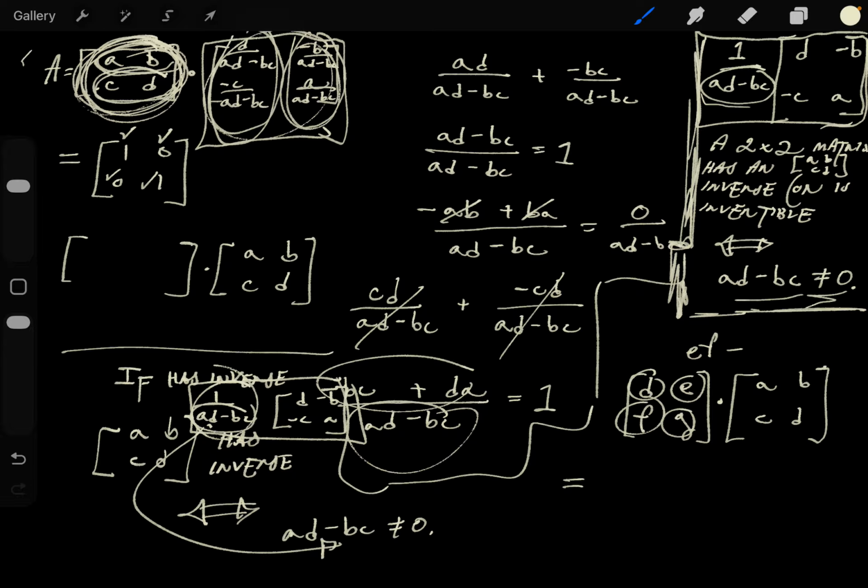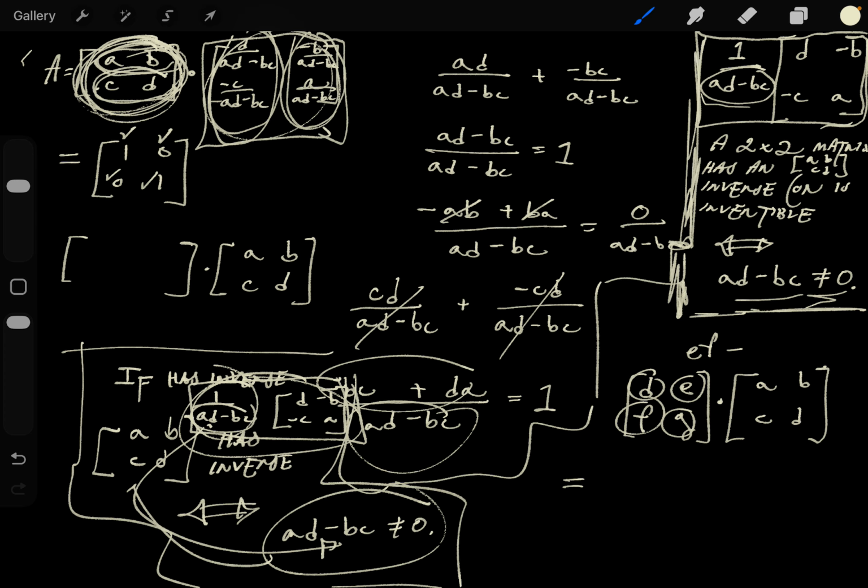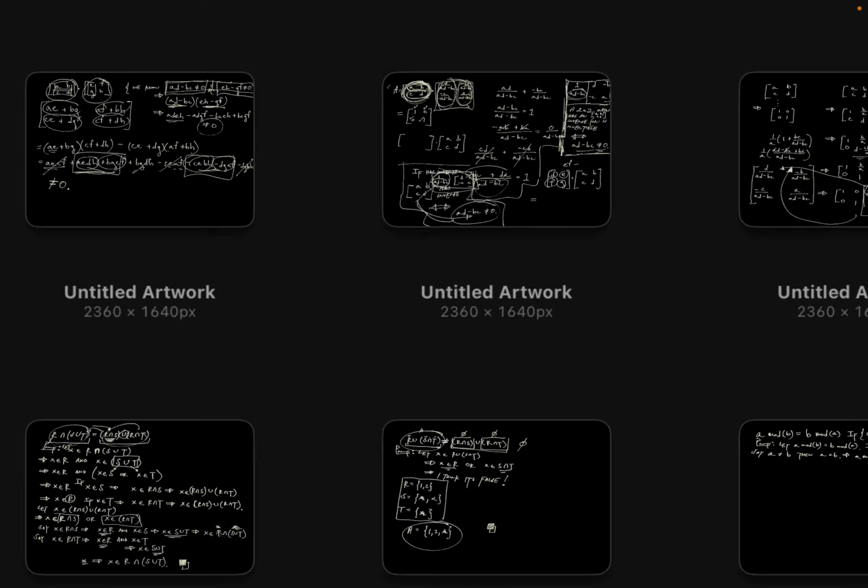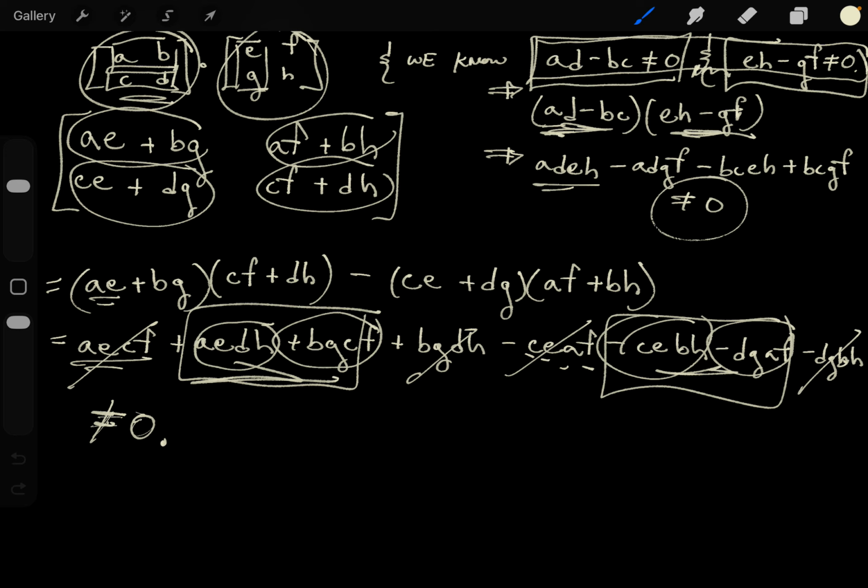So yeah, that's the one way. And then the other way, it's clear that if this doesn't equal 0, then its inverse is this. So this is the if and only if statement that we needed. And then once I have that, I show that these are two invertible matrices. So that means that this must be true, right?